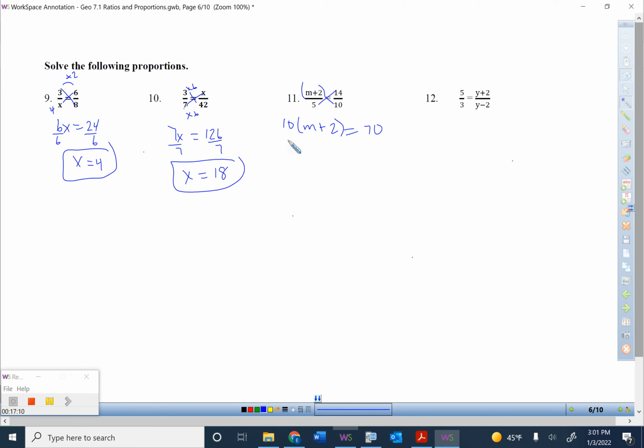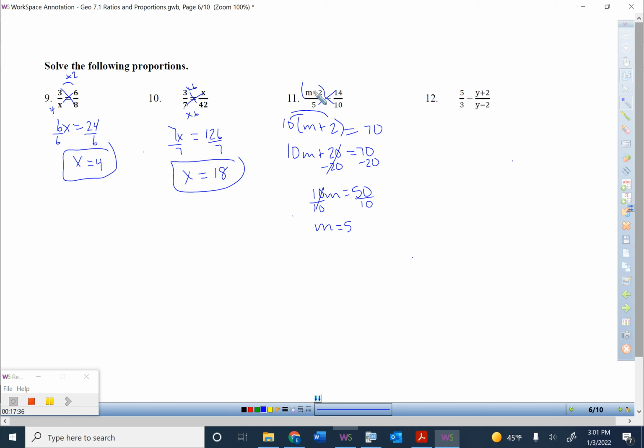Okay, there's 2 ways to solve. You can distribute or divide. We often distribute, so let's go with that. 10m plus 20 equals 70. Then we need to subtract that 20 over on both sides. 10m equals 50. Dividing that 10 over, we get m equals 5.